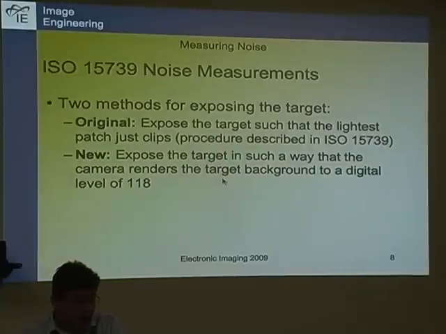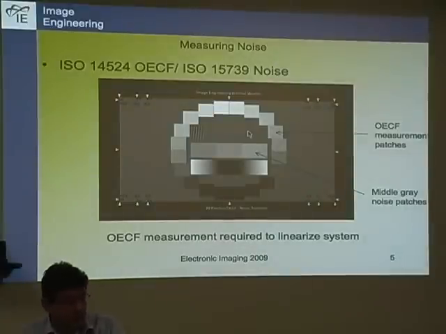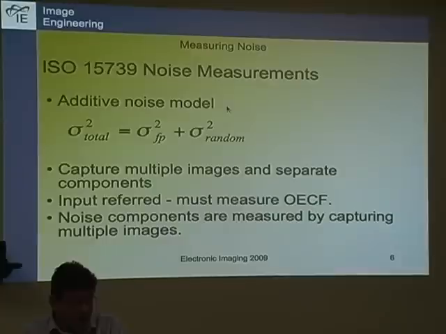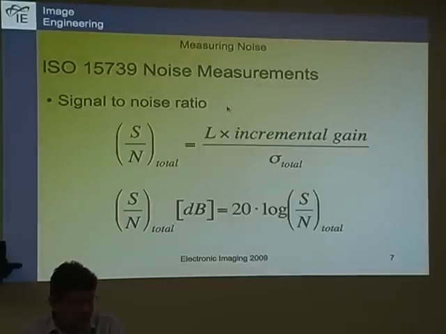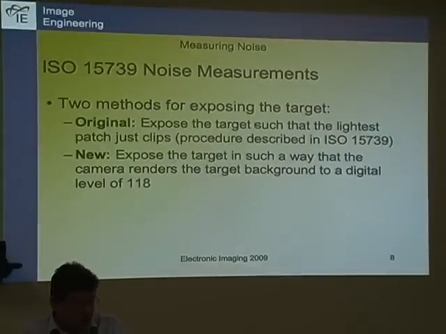So this was the former method of the ISO standard. So expose the target in a way that the brightest patch, go back to that target, that the brightest patch here, this one, just doesn't clip, or we exposed it in our lab that it just clips because it's better or easier to control. The new way of exposure is that we expose the target in a way that the background leads to a digital code value of 118.